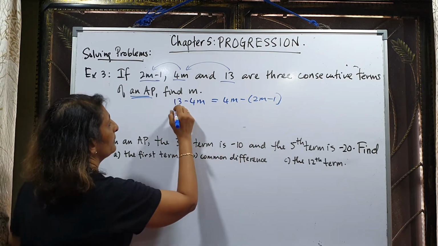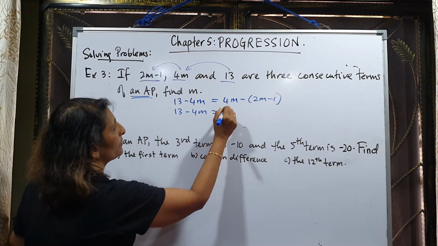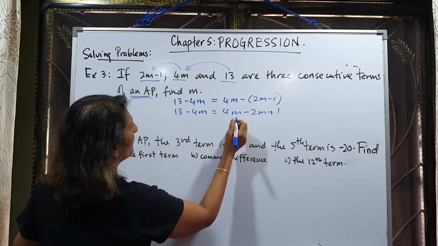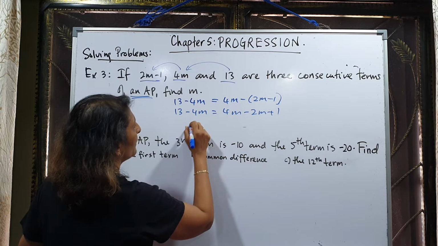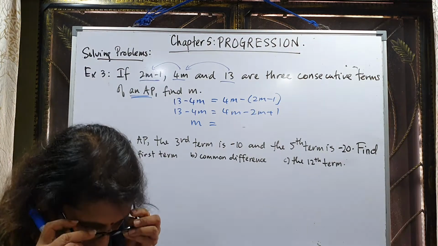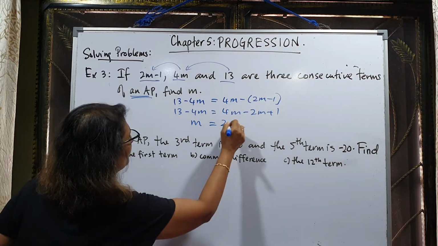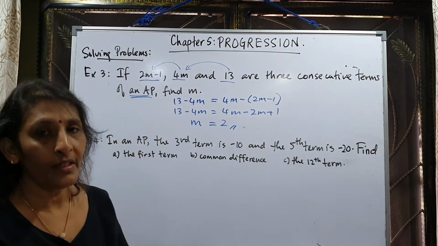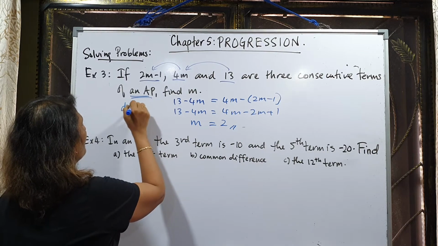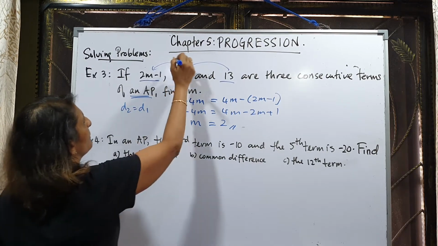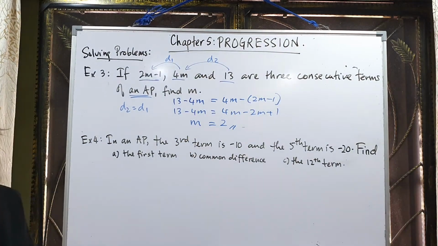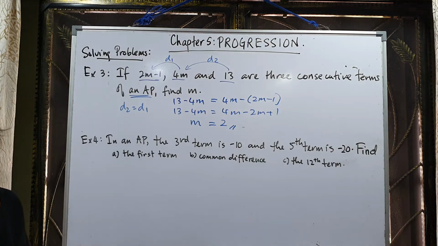Then we calculate minus 4m equals 4m minus 2m plus 1. 2m here. Then you get m. Calculate the value of m and you should get the answer as 2. Okay, you just solve it and you can get your m already. So the important thing is to remember that d2 is equal to d1. Okay, this is d1, d2. They share a common difference. Therefore, you can use it to find the answer.